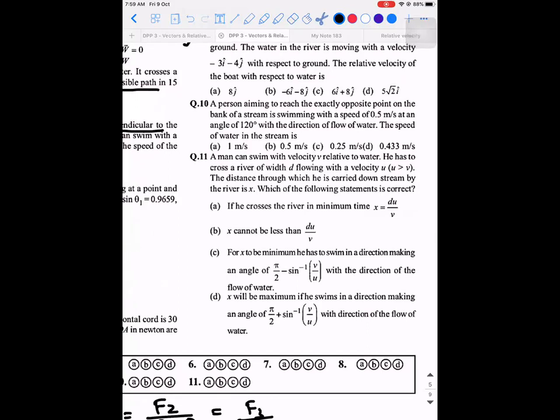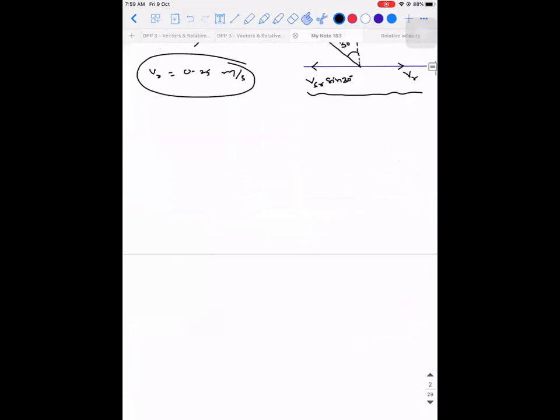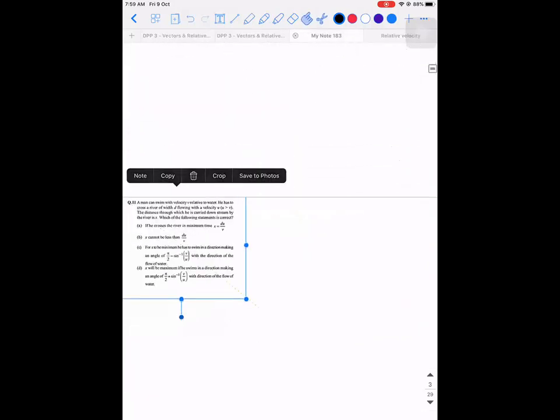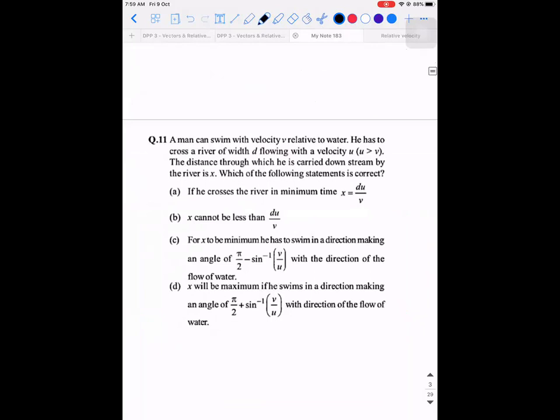So read the next problem and try it. A man can swim with a velocity of v relative to water. So this is the velocity of man with respect to river. He has to cross a river of width d flowing with the velocity u. Okay, u is greater than v. The distance through which he is carried downstream by the river, x, is given by.